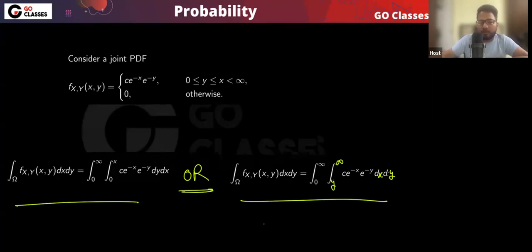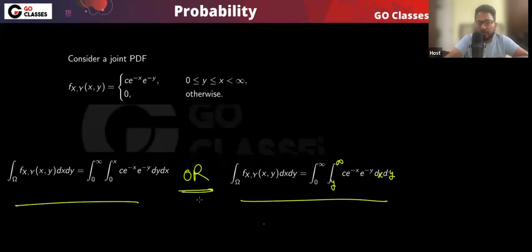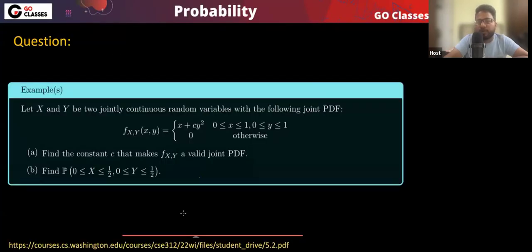Okay. Now, let's move to the next question. Suppose that they have given some joint PDF, something like this. Now they're asking you to find the value of constant C. Can you find it out? Earlier also we did the same question. They were asking you to find out the value of C. Now also a similar question. Let's just quickly do it.